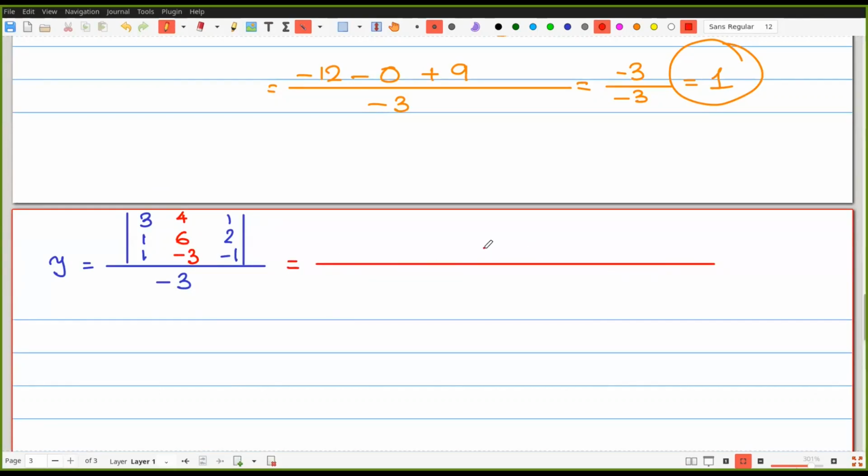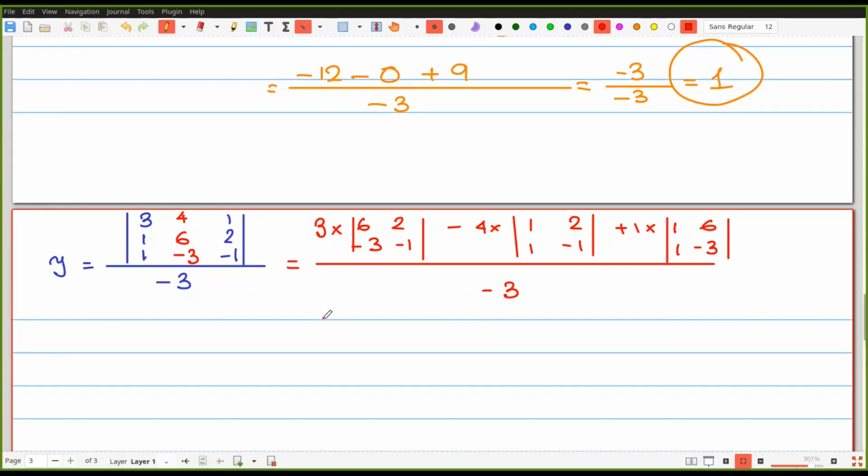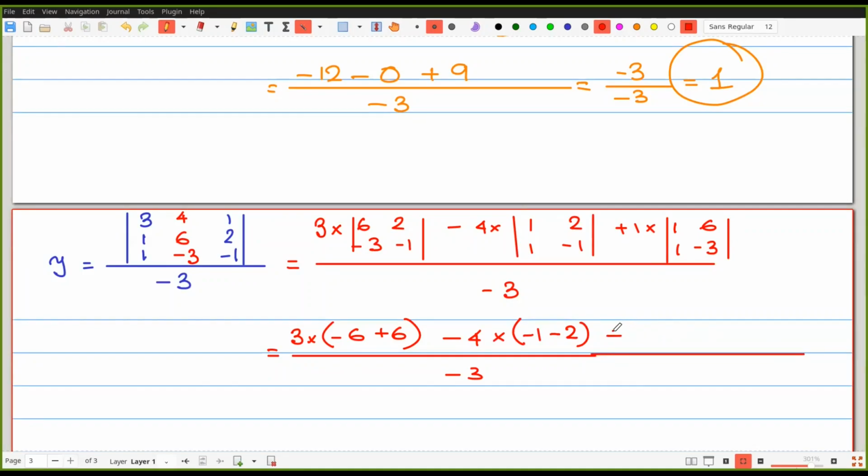So find out the values. Okay, upon minus 3, that is 3 into 6 2 minus 3 minus 1, minus 4 into 1 2 1 minus 1, plus 1 into 1 6 1 minus 3, that means minus 3, that one 3 into minus 6 minus of minus plus 6, minus 4 into 1 into minus 1, that means minus 1 minus 2, and here plus 1 into minus 3 minus 6.